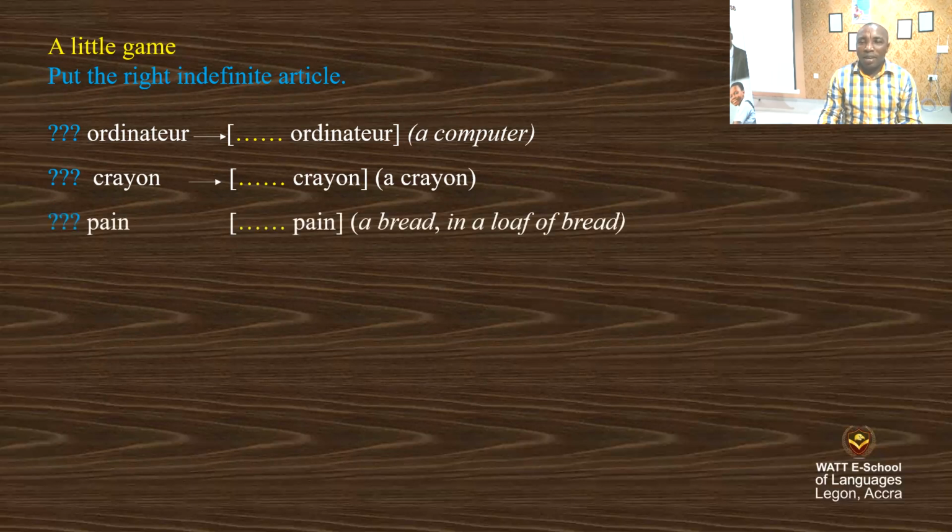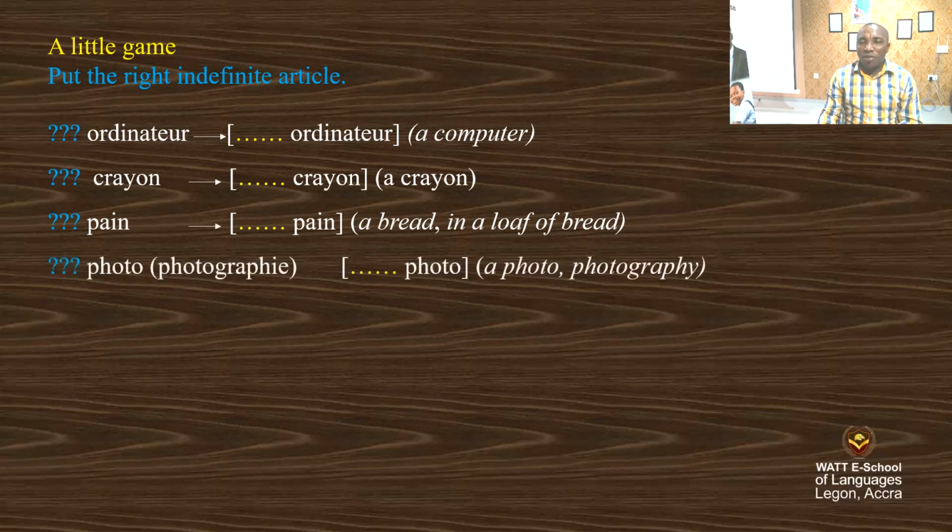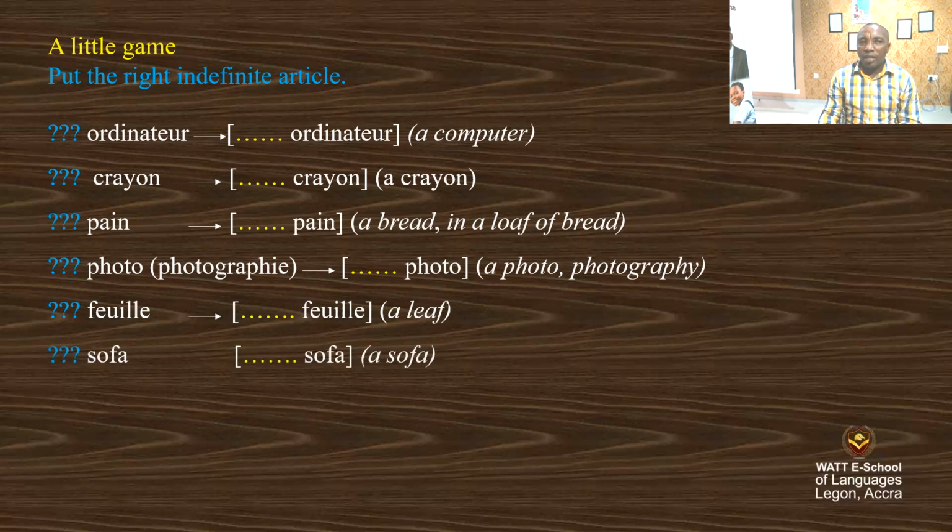Pen. You know pen? Okay. Photo, that is photography. You can say photography. Feuille. Feuille is a leaf. It can also mean a paper. Sofa. Sofa is sofa. Araignée. Araignée is spider. So let's see the first one.